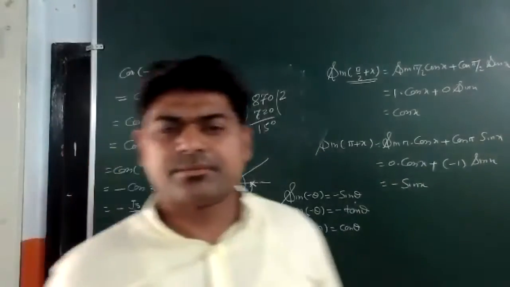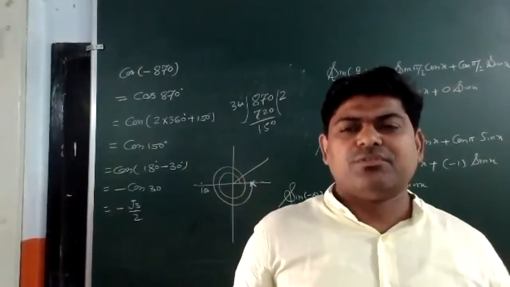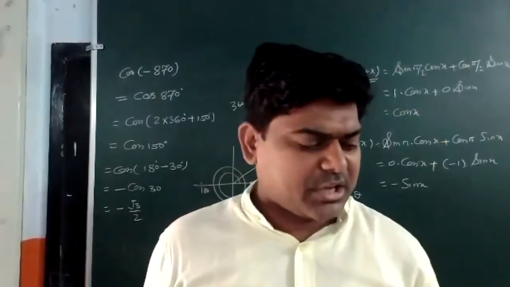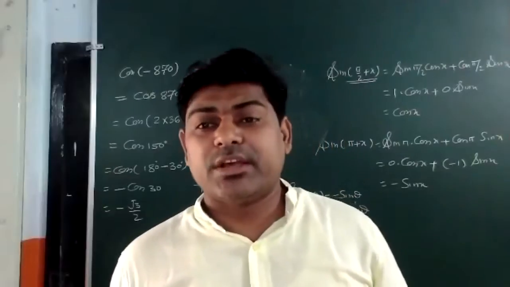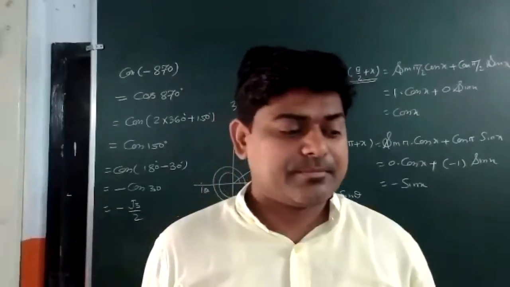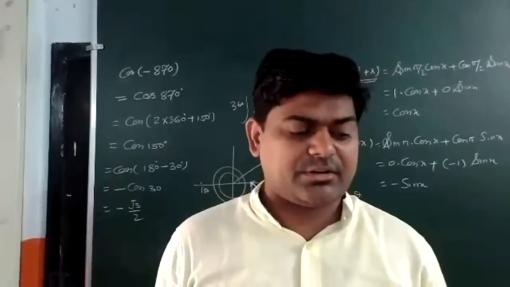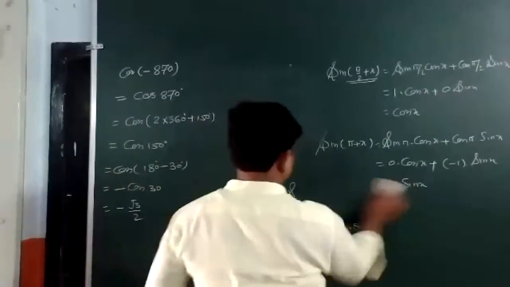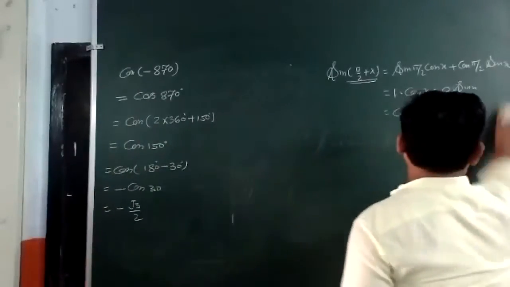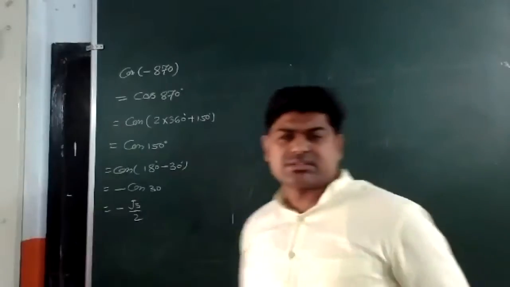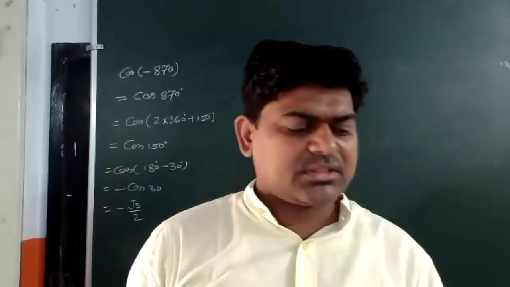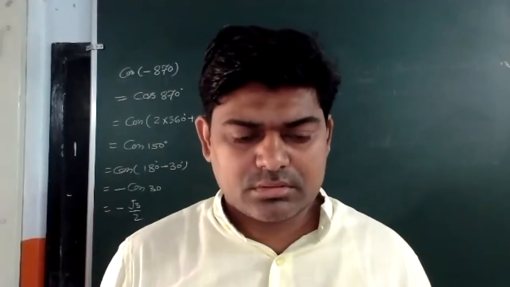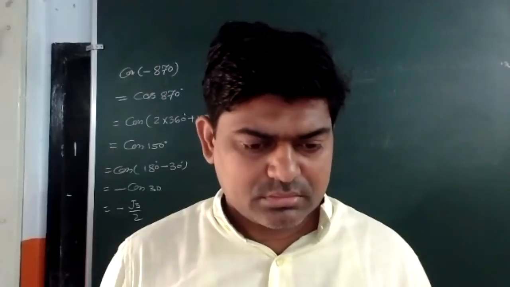Anyone have any problem here? Anyone have any doubt? Okay, ask one more question that I have given in the form of radian, 6, 7 and 8. Anyone can ask. Yes, 6th, 7th and 8th. Sir, explain cos(-870). Explain, please.